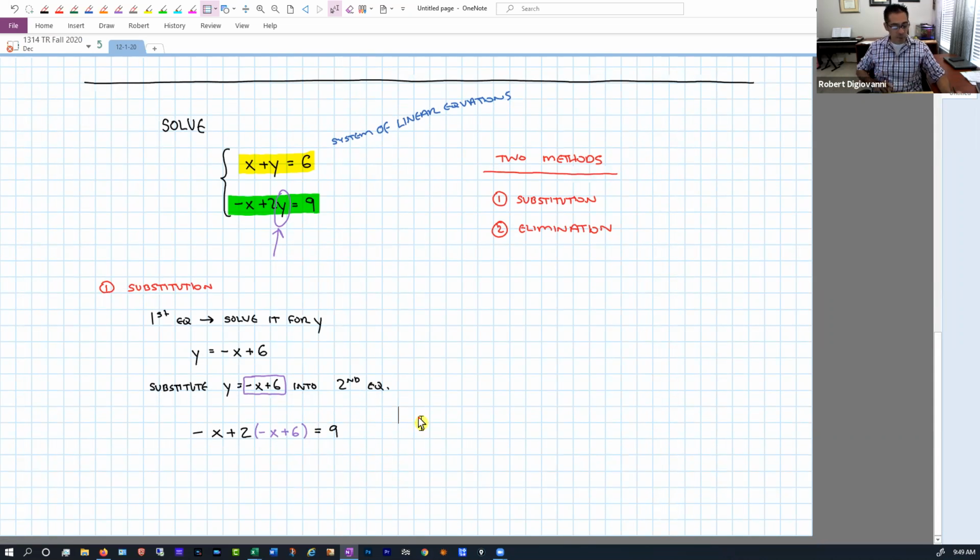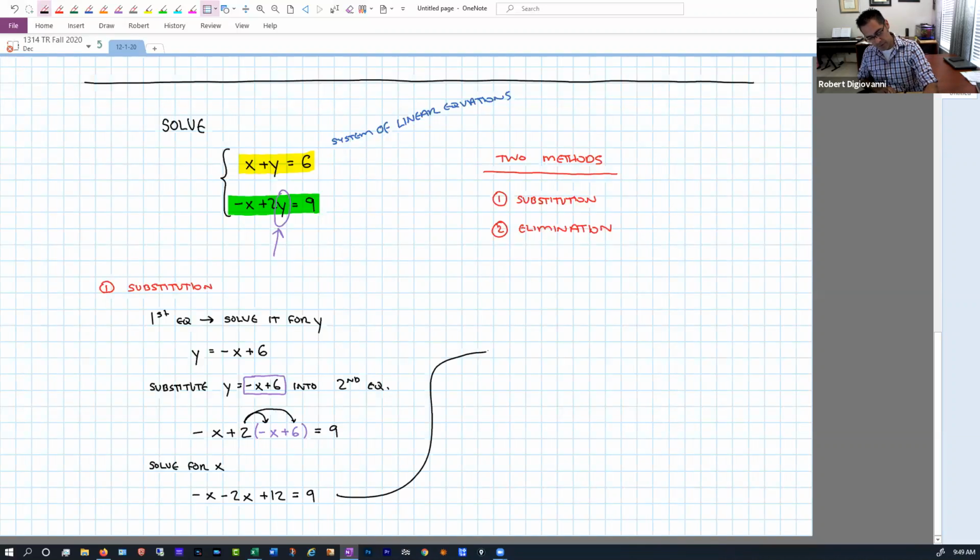Okay, now at this point, notice that your equation that you're looking at only has one variable in it. It only has an x. So now what we're going to do is we're going to solve for x. Okay, so to do this, I'm going to have to distribute this 2 through the parentheses. So that gives me a negative x out front. Be careful, that 2 multiplies through and hits that negative x, becomes negative 2x. Then the 2 hits the 6 and becomes a 12. And that equals 9. I'm going to have to finish this up over here.